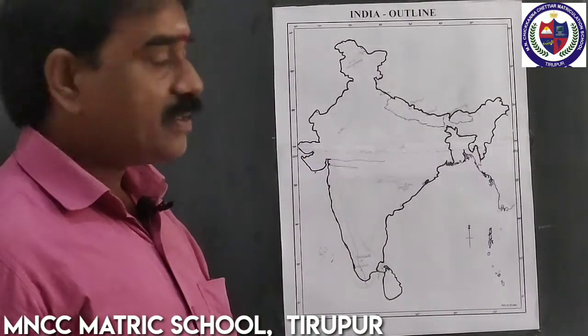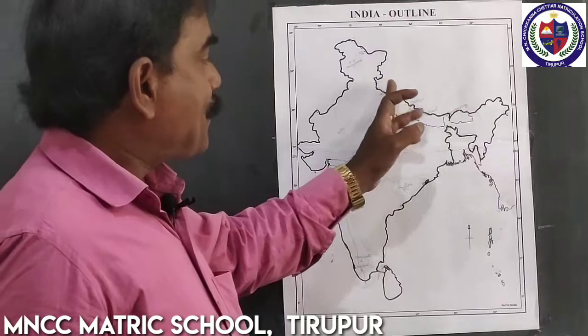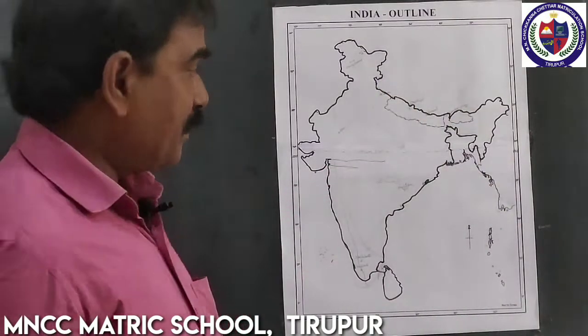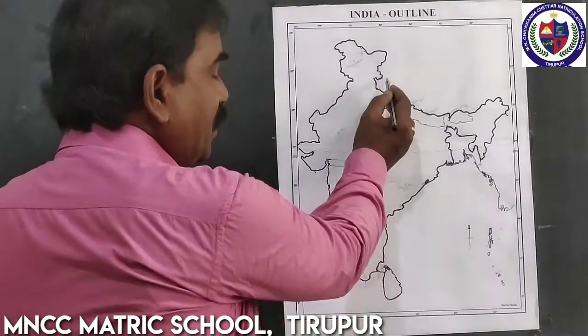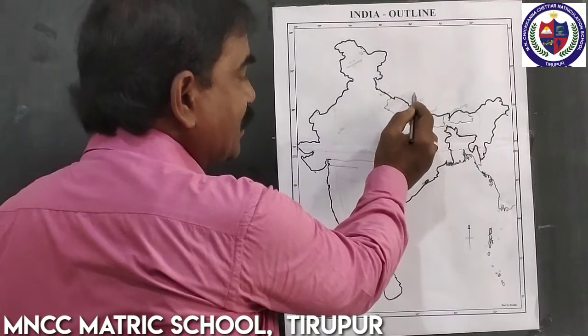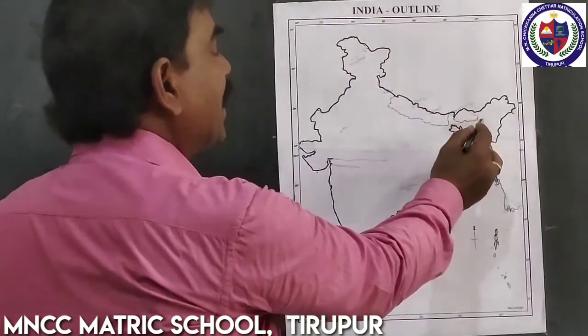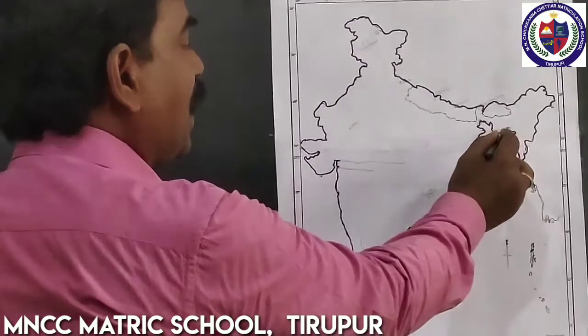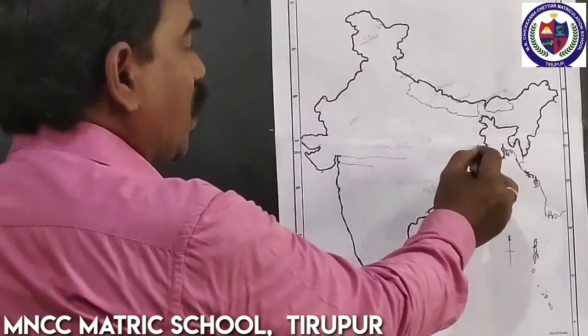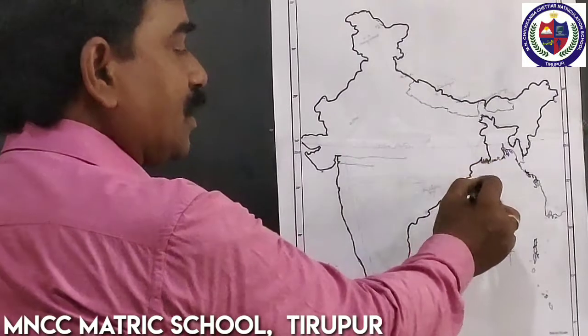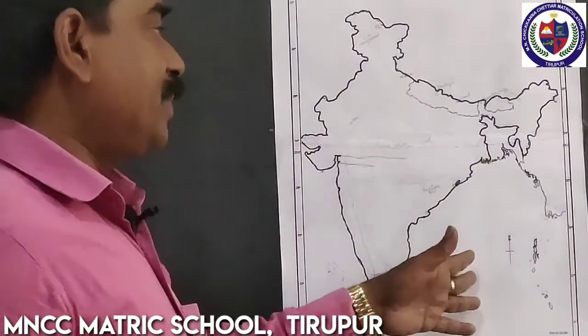Next important one is Brahmaputra river. See, Brahmaputra river starts from Himalayas and runs through Tibet. After that, it enters into Assam in India and joins with Ganga river and flows into Bay of Bengal.